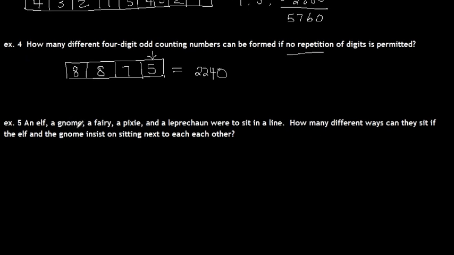An elf, a gnome, a fairy, a pixie, and a leprechaun were to sit in a line. How many different ways can they sit if the elf and the gnome insist on sitting next to each other? This one's a little bit trickier. So we have an elf and the gnome. So here we go. We have 5 spots. And if the elf, let's give him a capital E. The elf and the gnome, if they have to sit next to each other, they're going to be here.